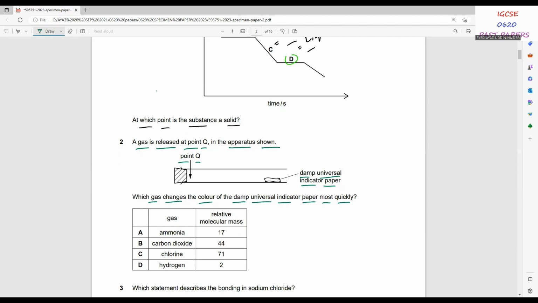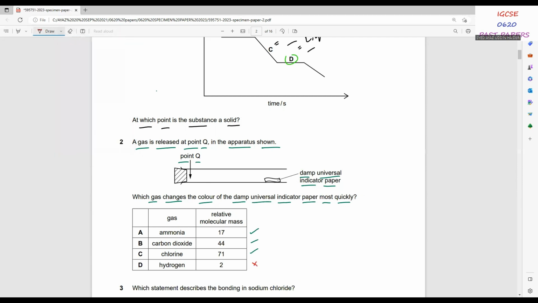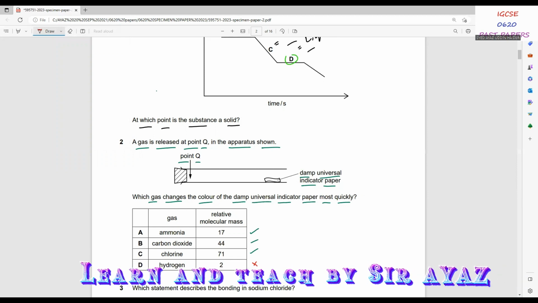Ammonia changes the color of damp universal indicator paper because it's alkaline in nature. Carbon dioxide is acidic in nature. It will also change the color of the indicator paper. Chlorine bleaches. Hydrogen does not have any effect on the universal indicator paper.